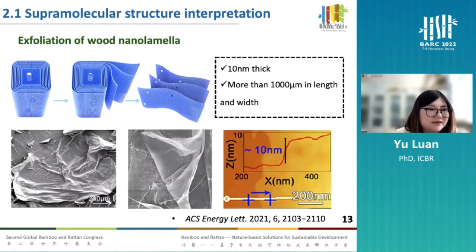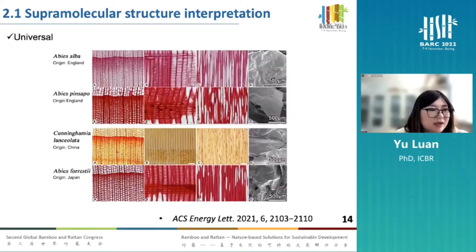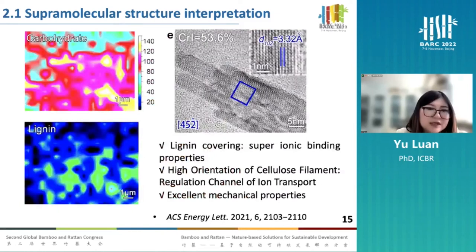We have analyzed this problem and invented a precise dissociation technology for the precise analysis of the structure of the cell wall. Here we have a thin aggregate layer with a thickness of 10 nanometers and a width of more than 1,000 microns. Later on, it is used in the wood, and we have proven that this technology can be used widely.